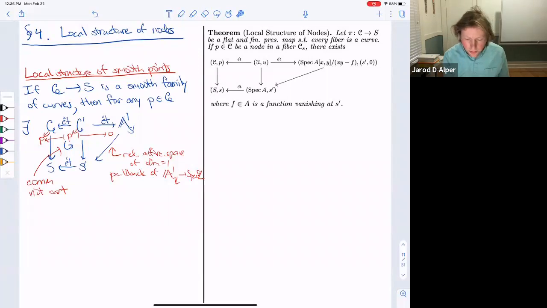Right, so we're starting with a morphism pi, and it's a flat and finitely presented morphism such that every fiber is a curve. And I take a point P in C, which is a node in the fiber of C over S. In particular, by our definitions, it's a reduced point in the fiber. And then the conclusion is analogous: there are étale neighborhoods where this diagram is commutative, but not necessarily Cartesian. We have an étale neighborhood of S and an étale neighborhood of P in the total family C, which in turn maps to an étale neighborhood of this particularly nice node.